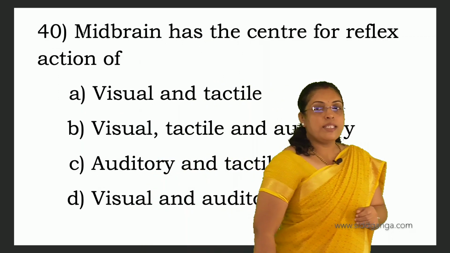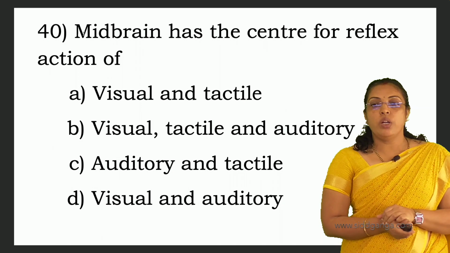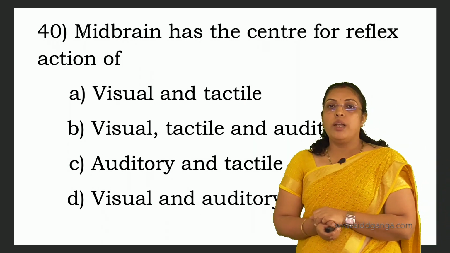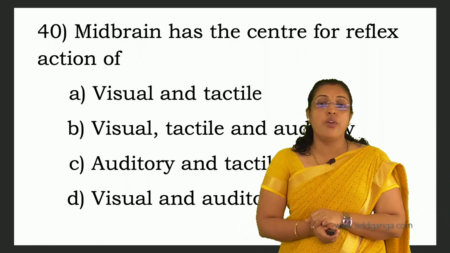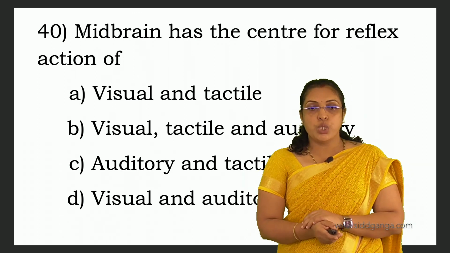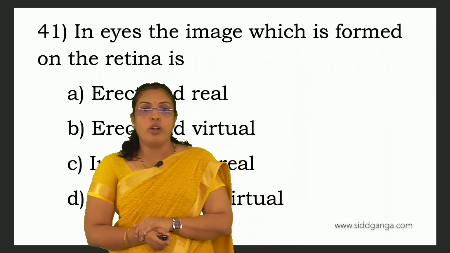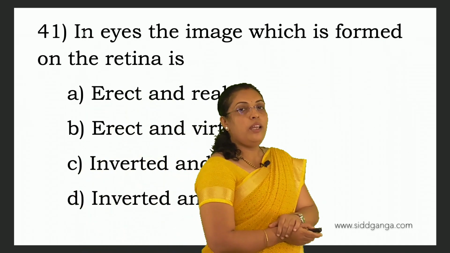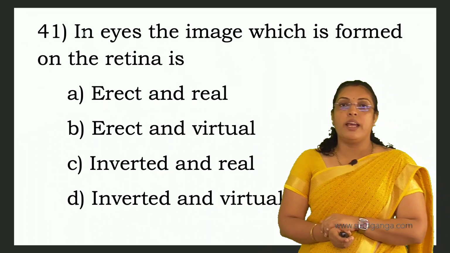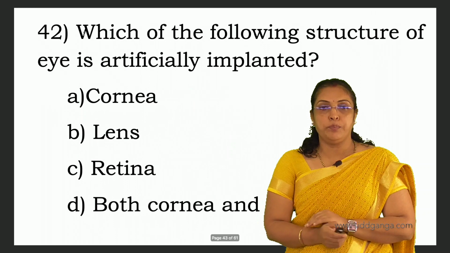Then the midbrain as the center for reflex action of visual and tactile, auditory and tactile, visual and auditory are given. So we know that the midbrain is the center for reflex action of visual, tactile and auditory. So for the 40th question, B is the option. And in the eyes, the image which is formed on the retina in humans is inverted and real. So 41, C is the option, inverted and real.